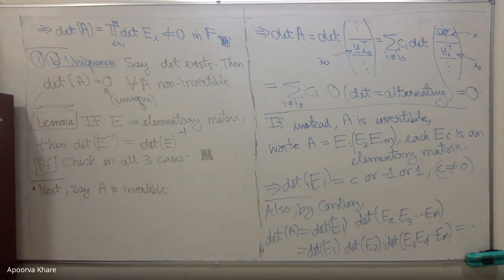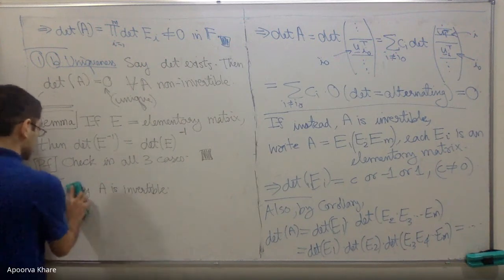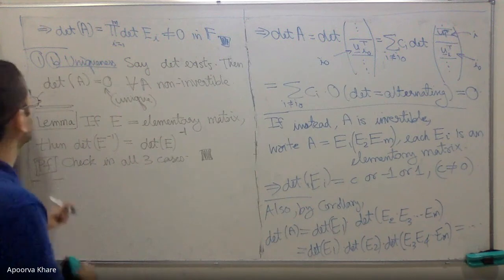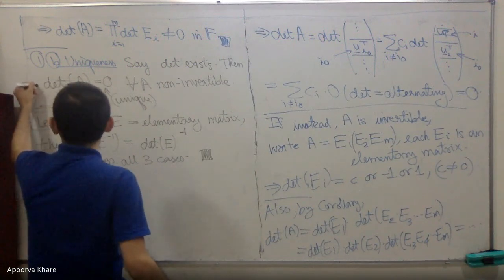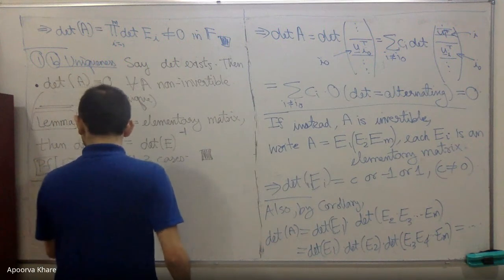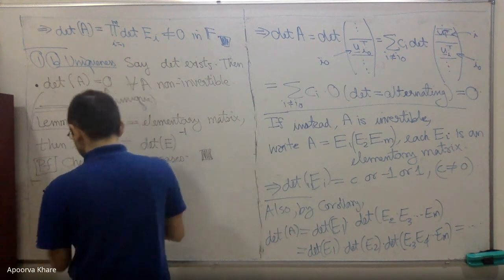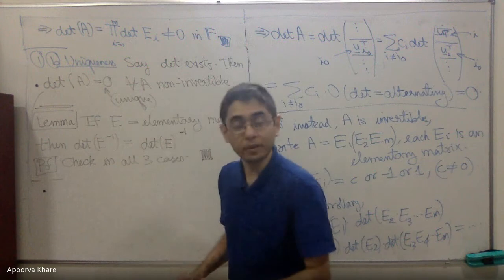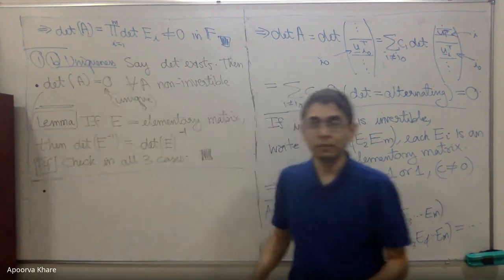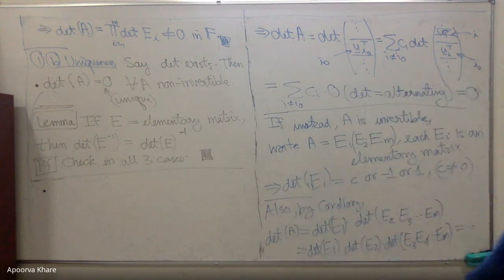Actually, before that, maybe I should call this bullet point 1. Bullet point 2 is: if E is an elementary matrix, then the determinant is uniquely defined. So first, before looking at the general invertible matrix, let's look at elementary matrices.